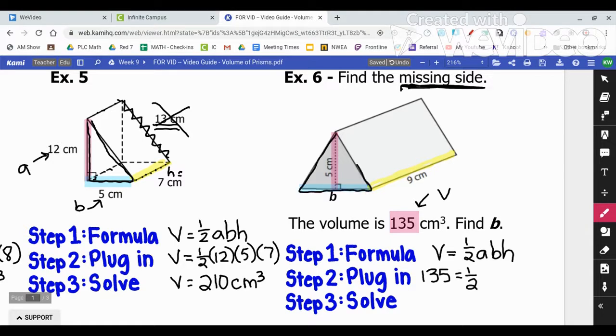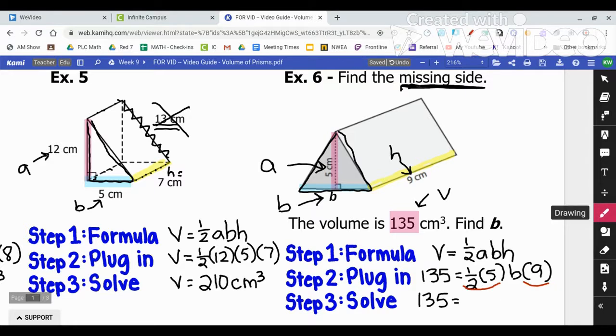Now let's see what else they gave us. Looking at this triangle, they gave me the height of the triangle is 5. They didn't give me the base of the triangle, and they gave me the height of the prism is 9. So I can plug in a value for A, and I can plug in a value for H. And you're going to notice that B is the only variable left. So next I'm going to clean up the right-hand side of my equation by multiplying the numbers. By multiplying these numbers, I made a more simple equation.